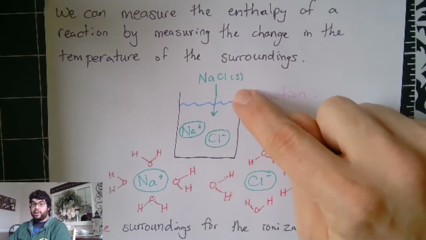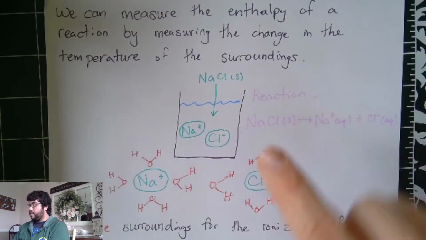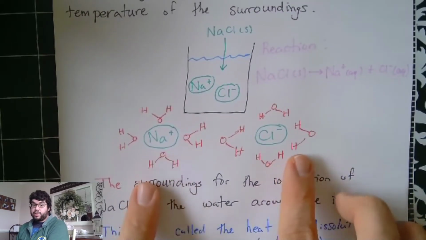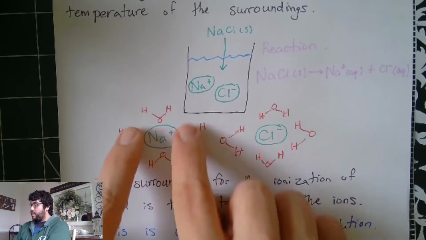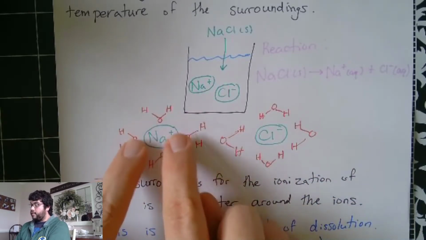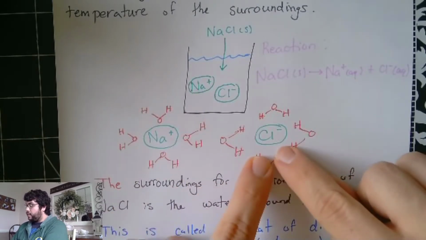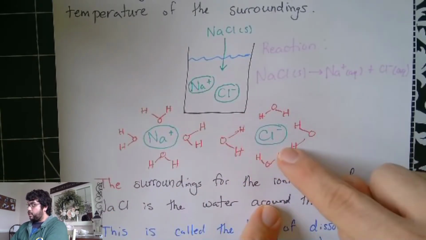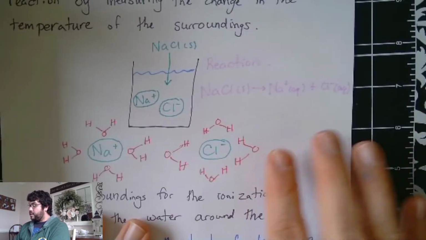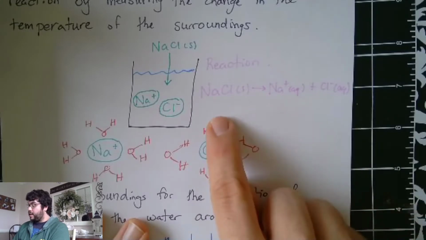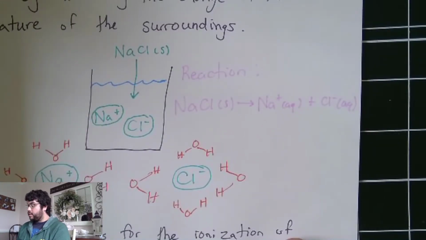So if we put salt in the water, NaCl into water, it ionizes into Na plus and Cl minus, and at the molecular level, this is what it looks like. I've used a picture like this before. The sodium is surrounded by water molecules. The oxygens are negatively charged, so they're surrounding the positively charged sodium. And the chloride is negatively charged, so the water surrounds it with the positive hydrogen sides of water. And the reaction that takes place is this one: NaCl dissolving into Na plus and Cl minus.